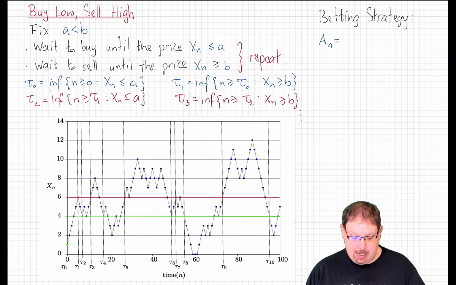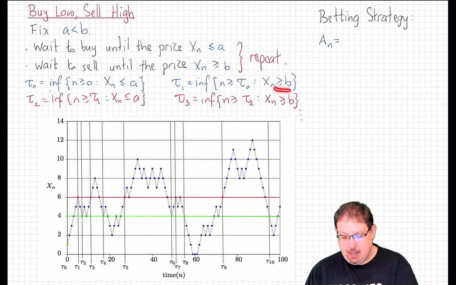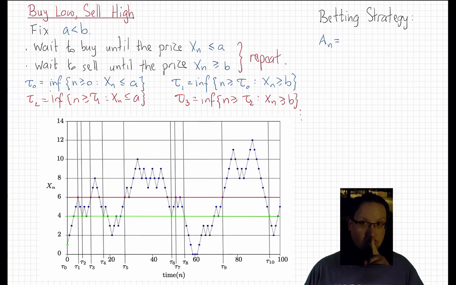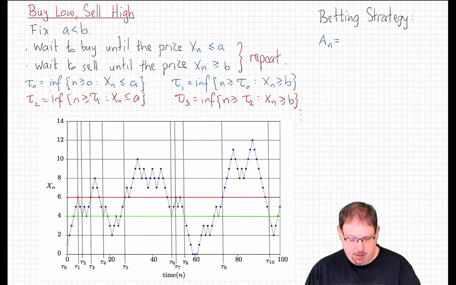Our process is adapted. Tau 0 is the hitting time of the interval from A downward. Tau 1 is the hitting time of the interval from B upward after time tau naught. And as we've shown, if you have a stopping time, then a hitting time after that stopping time is also a stopping time. So therefore, continuing by induction, we see that all of these are in fact stopping times.